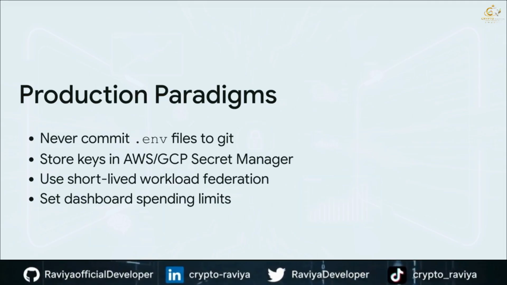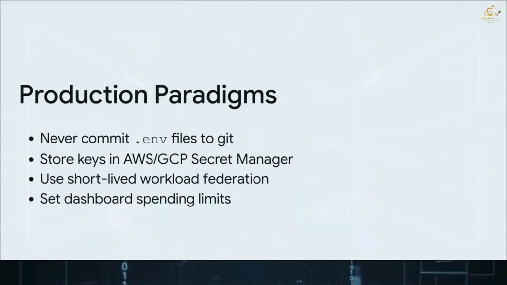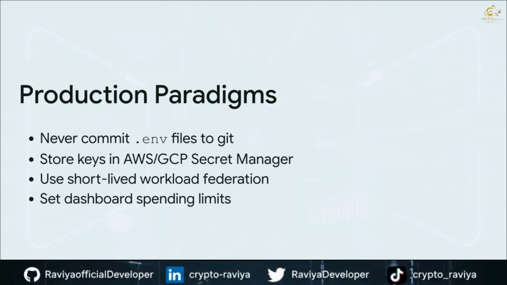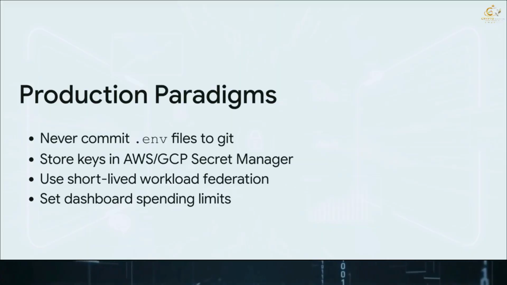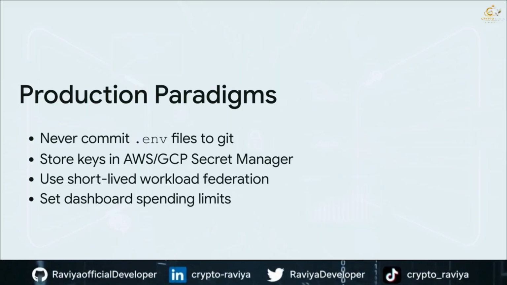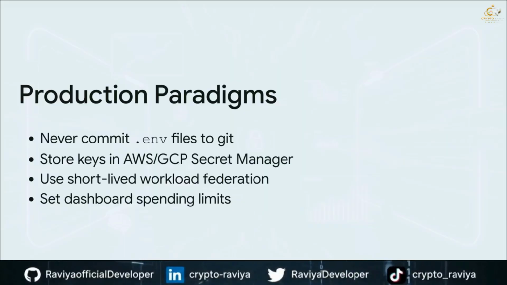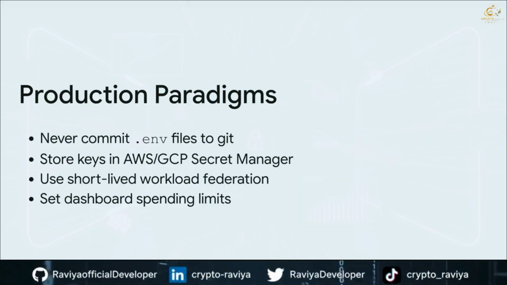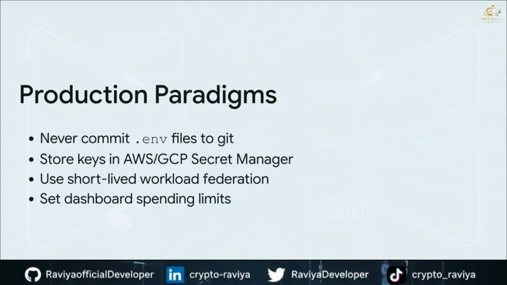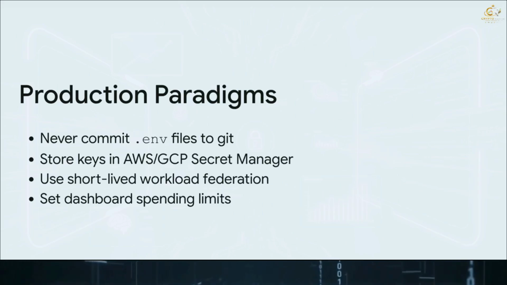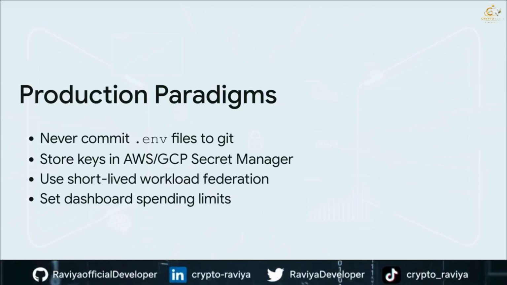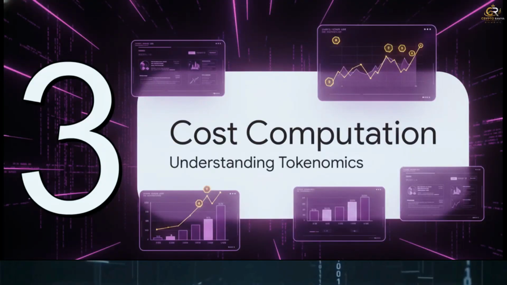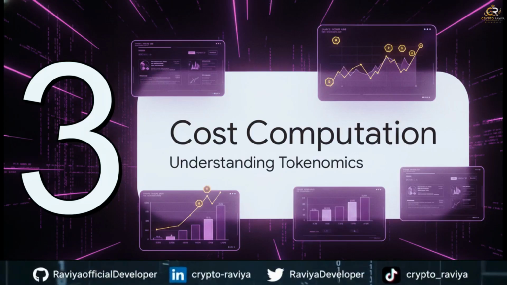Now, taking those steps into a production environment requires some strict zero hard coding paradigms. First, obviously, never commit .env files to Git repositories. When you do deploy, you need to store those keys in dedicated cloud secret stores. Think AWS Secrets Manager or GCP Secret Manager. If you're working in automated environments like Kubernetes or Azure, use short-lived workload identity federation instead of long-lived keys. And finally, you absolutely have to configure hard and soft spending limits in your OpenAI dashboard. That way, if the worst does happen and a leak occurs, your financial loss is strictly capped. No surprise astronomical bills.